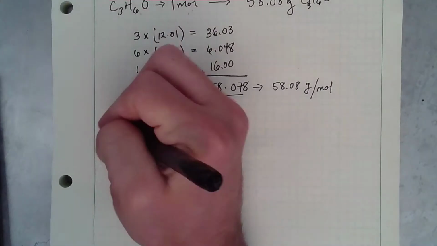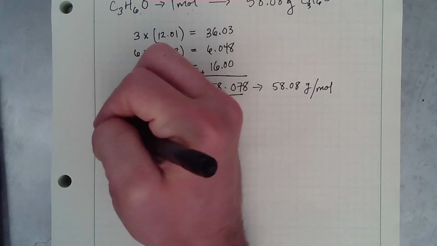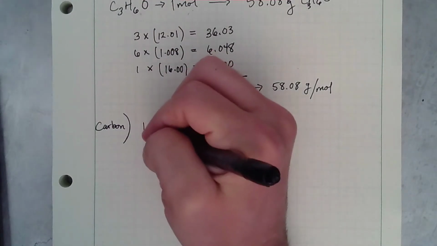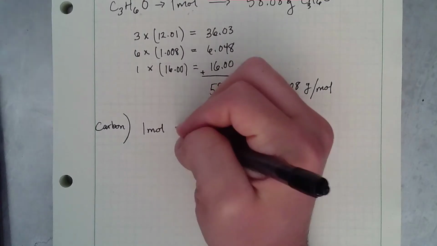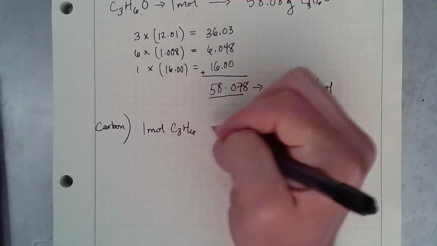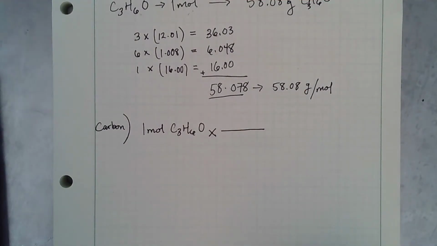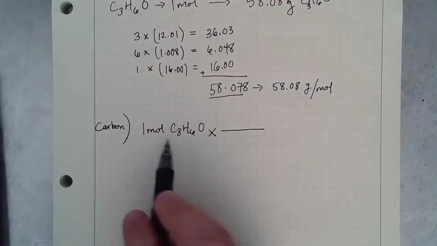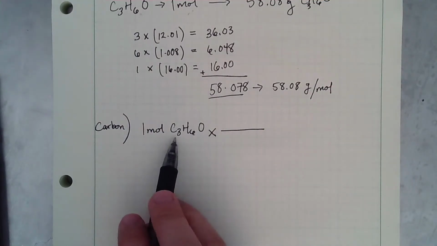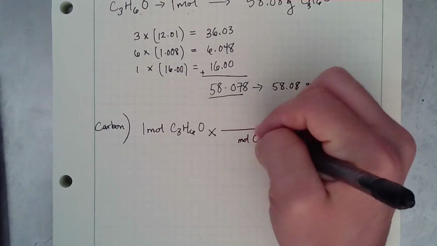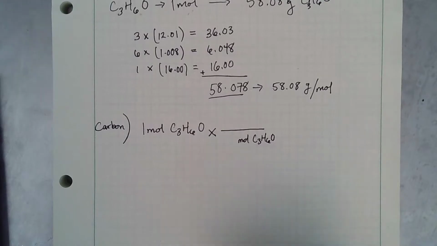Okay, so this is going to be for carbon. If we have 1 mole of C3H6O, I can multiply that by a conversion factor that will tell me how many moles of carbon I have. So check this out. Here's my unit, mole of C3H6O, so let me put that in the denominator to cancel it out. And I want to know how many moles of carbon I have.